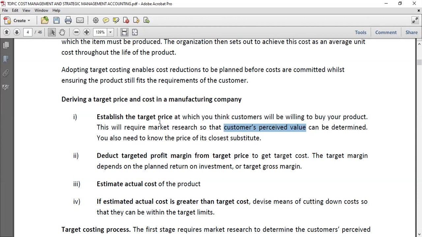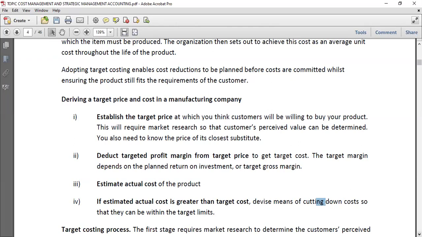Like I said, the target price can be like 5,000, and your profit margin can be say 20%, which is 1,000. 20% of 5,000 is 1,000. Then you're able to determine the actual cost, which will be 4,000, the 1,000 removed from the 5,000. And then next you'll be able to compare the two. We are saying that if the estimated actual cost is greater than the target cost, then we should devise all means of cutting down costs so that they are within the target limit.